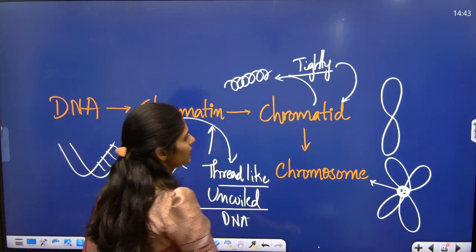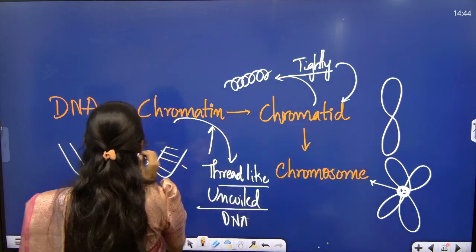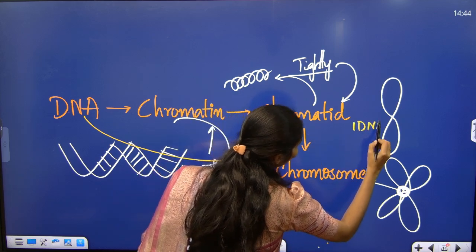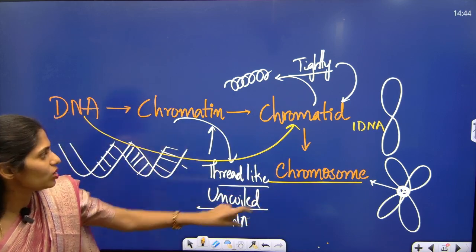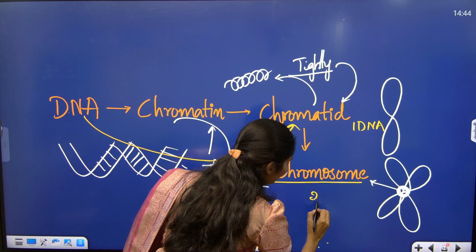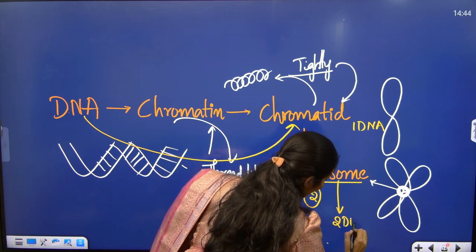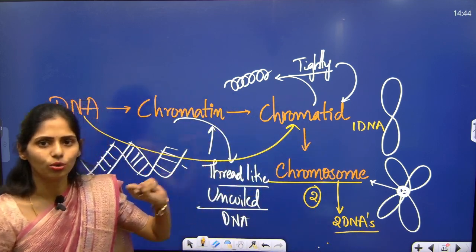Okay. For example, if you take the relation between DNA and chromatid, there is one DNA in one chromatid. That means in a chromosome, how many chromatids are there? We have two chromatids. That means we have two DNAs. We have two DNAs in this chromosome.